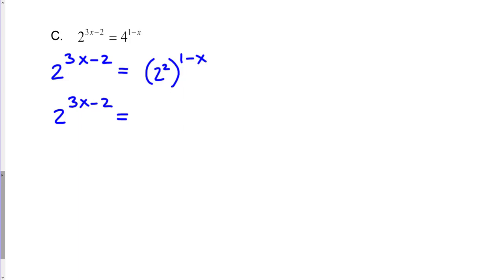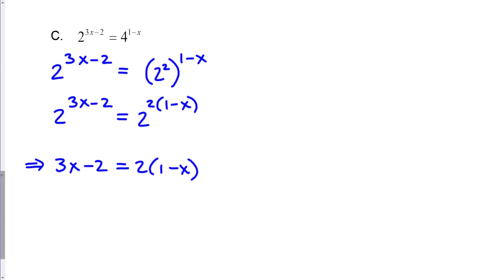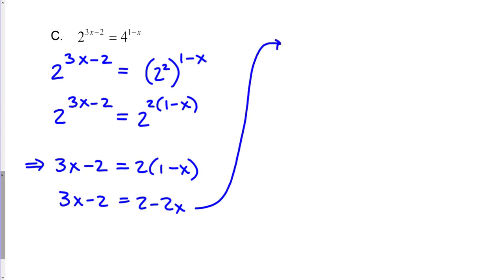So I have something raised to an exponent raised to another exponent. I can simplify that by multiplication. So I'm just going to multiply 2 times the quantity 1 minus x, which means the bases are now the same, so I can continue solving only the exponents, just like that. And I will distribute the 2, so 2 minus 2x. So 3 minus 2x becomes 3x minus 2 equals 2 minus 2x.